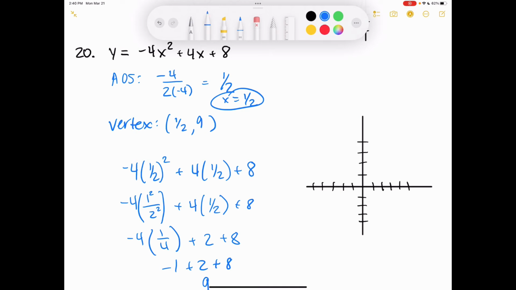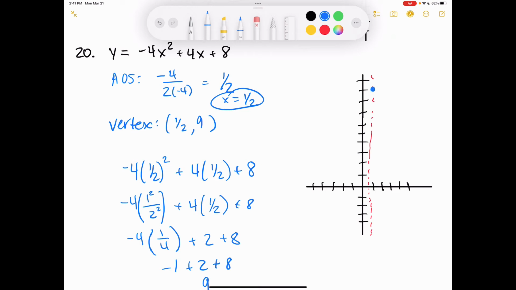Alright, so my axis of symmetry is at x equals 1/2. So that's just halfway between 0 and 1. Surprise. Alright, the vertex is at 1/2 and 9. So I actually need to probably go up a little bit farther with this. Alright, so at 1/2 and 9, so it's up 1, 2, 3, 4, 5, 6, 7, 8, 9.